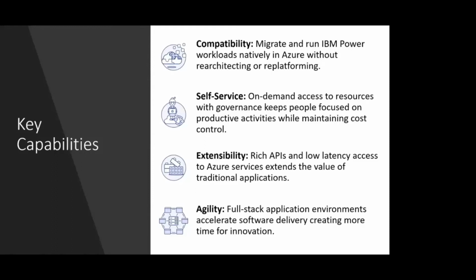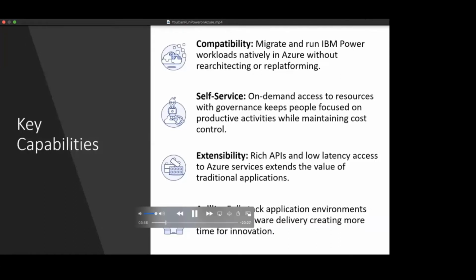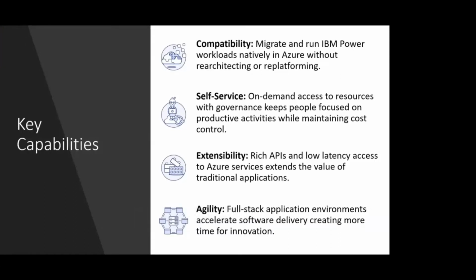With extensibility, Skytap can be integrated into existing tool chains, such as Terraform. We happen to have a Terraform provider, but through our RESTful APIs, you can integrate into other aspects of your tool chain. And automation is such a key element of CI/CD that integration is really critical. In addition, since we're running in Azure, you have low latency access to native Azure services to extend the value of your Power workloads. And lastly, certainly not least, is agility.